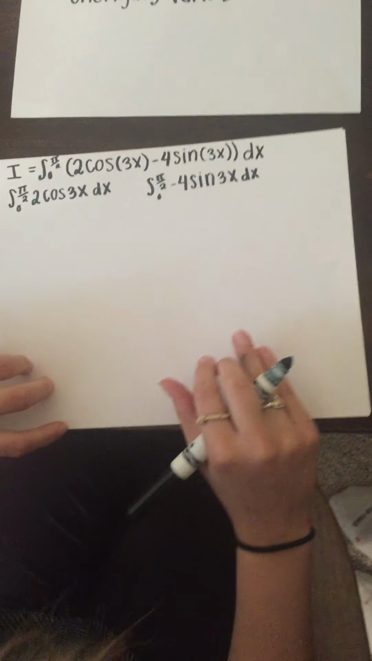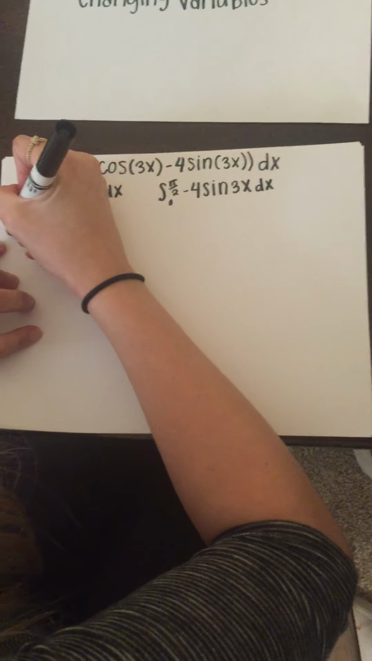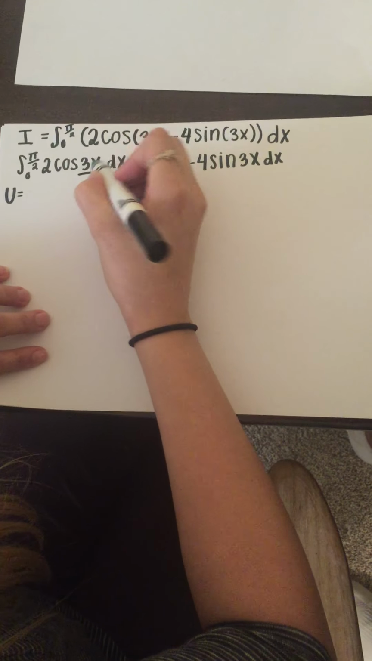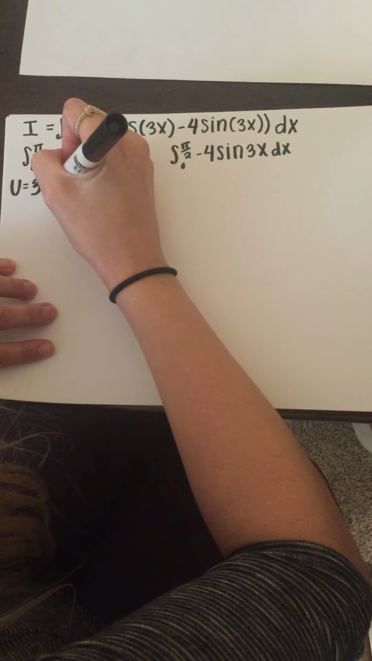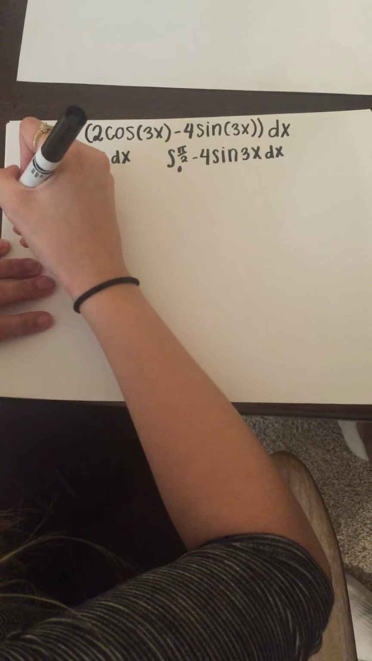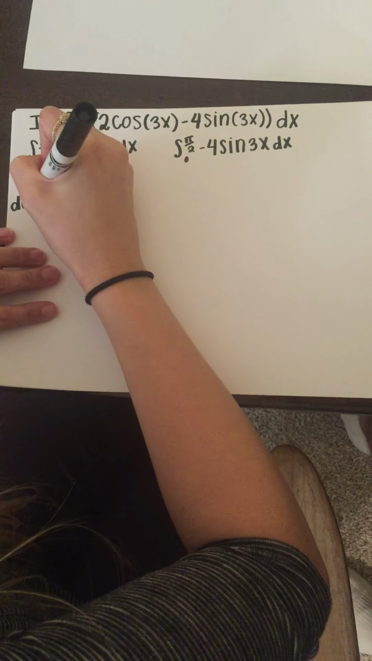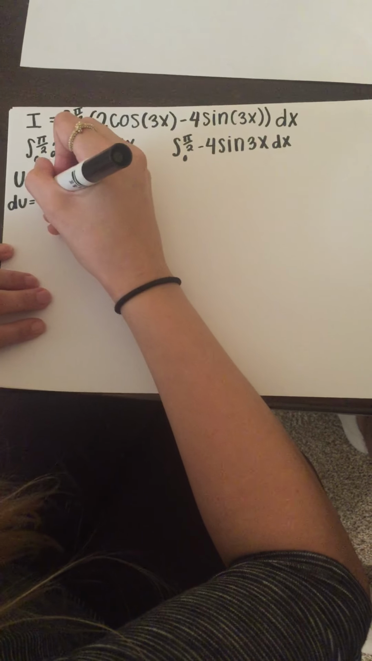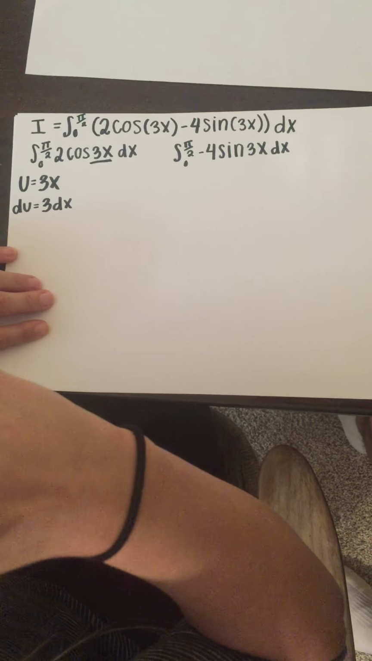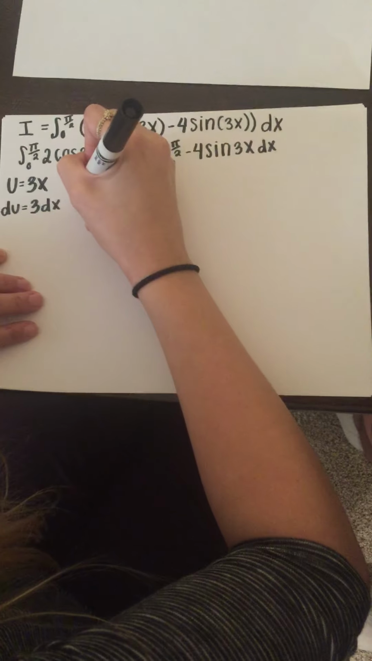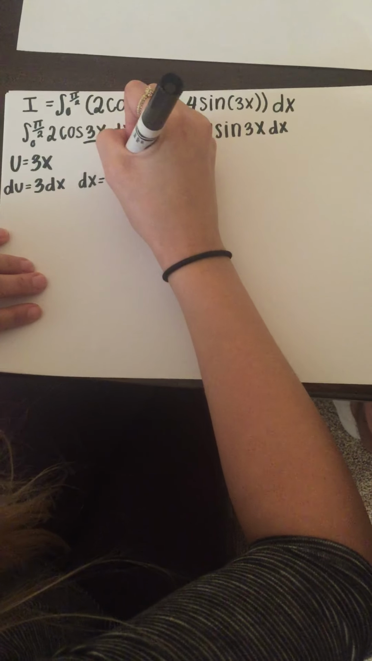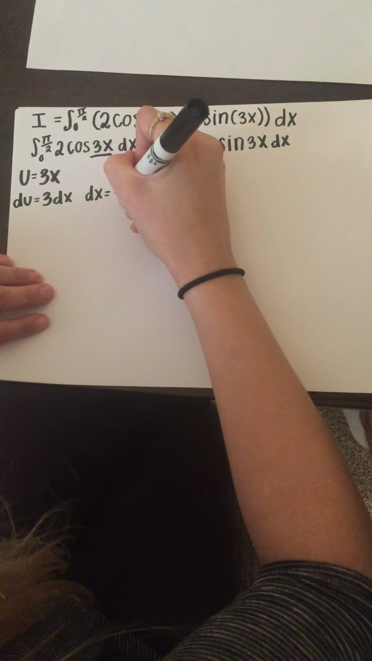So with our changing variables, we're going to have a u. And here our u is going to be 3x. After this, we're going to find the derivative of u and call it du, which is going to equal 3 dx, which also means when we solve it for dx, it is going to be du over 3.